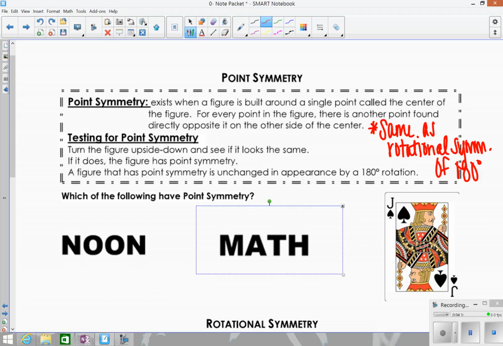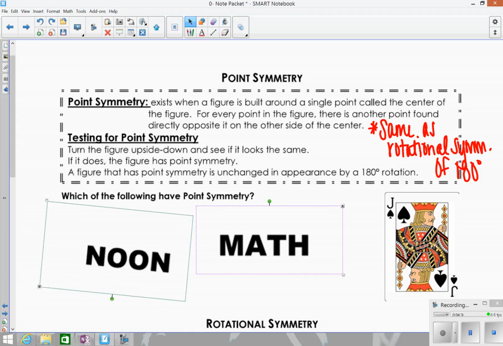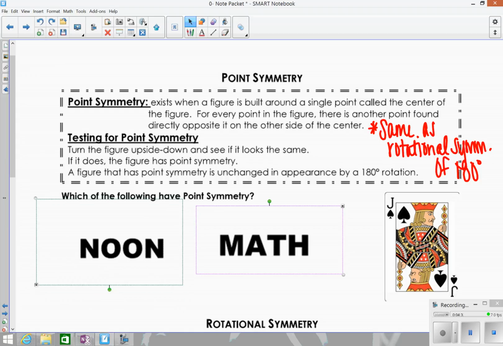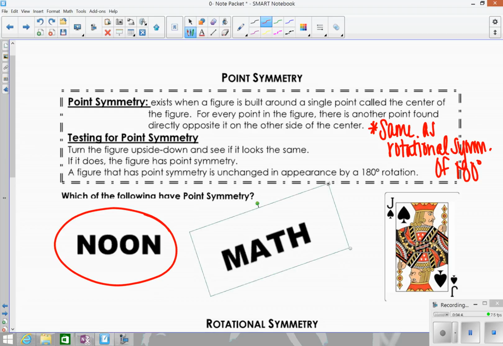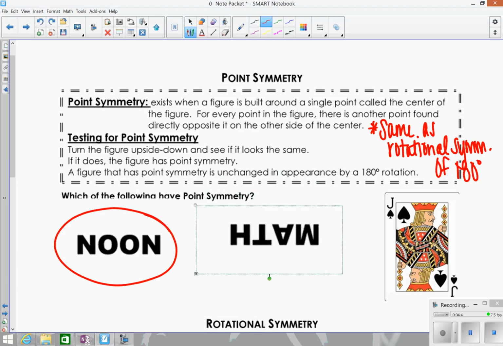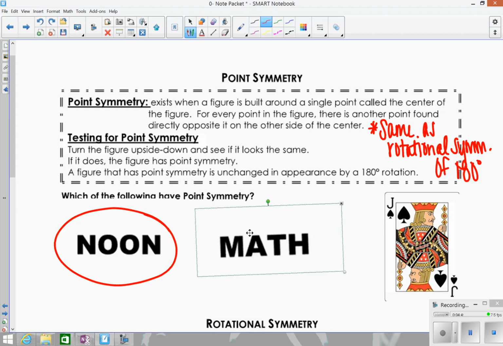Meaning if I just flip my figure upside down, if it looks the same, it has point symmetry. So if I take this word noon and I turn it 180 degrees, which means flip it upside down, see how it still says noon, so it looks exactly the same, which means this has point symmetry. So you don't mark it any way, I'm just going to circle the ones that have point symmetry. The word math, if I rotate that upside down, doesn't look anything the same. So this does not have point symmetry. So I'm just going to cross that one off.